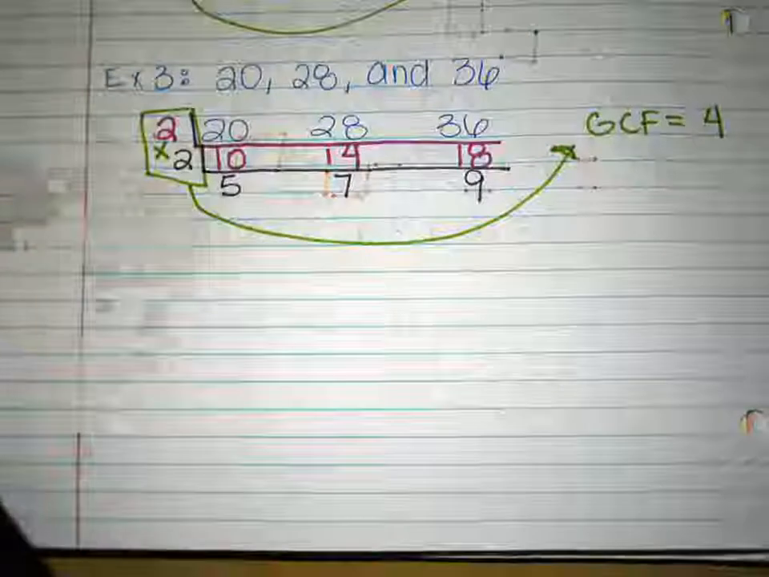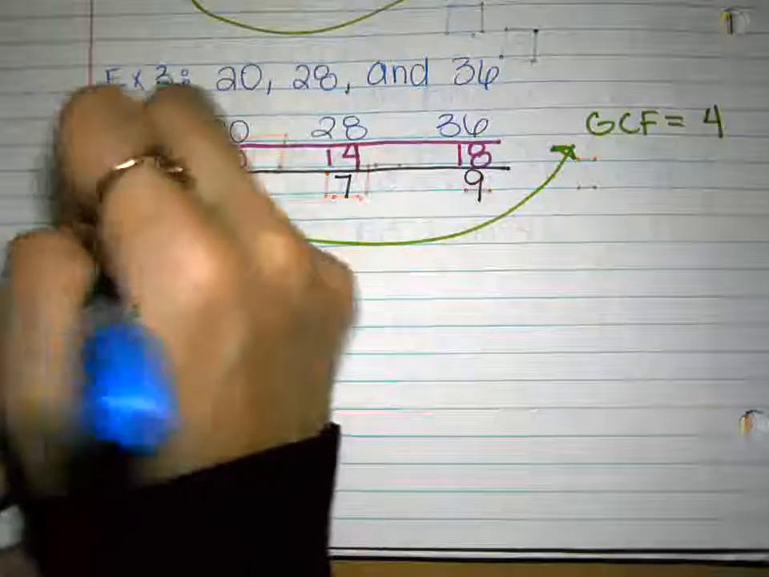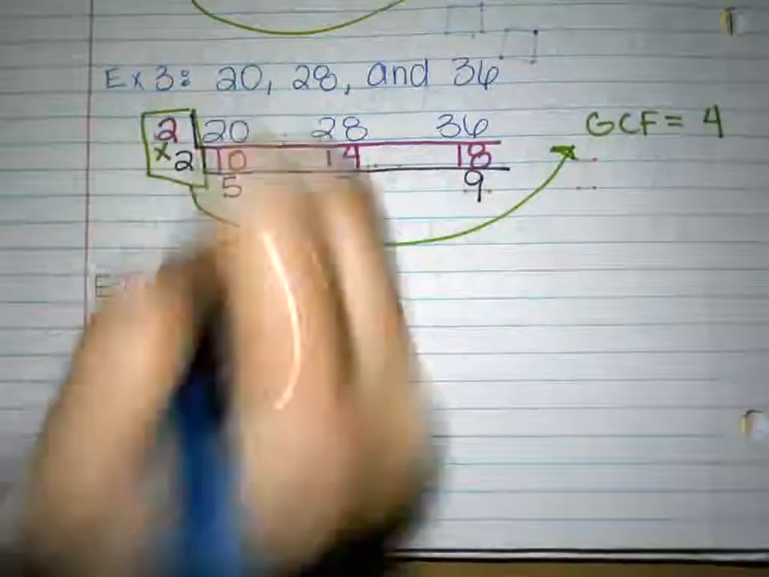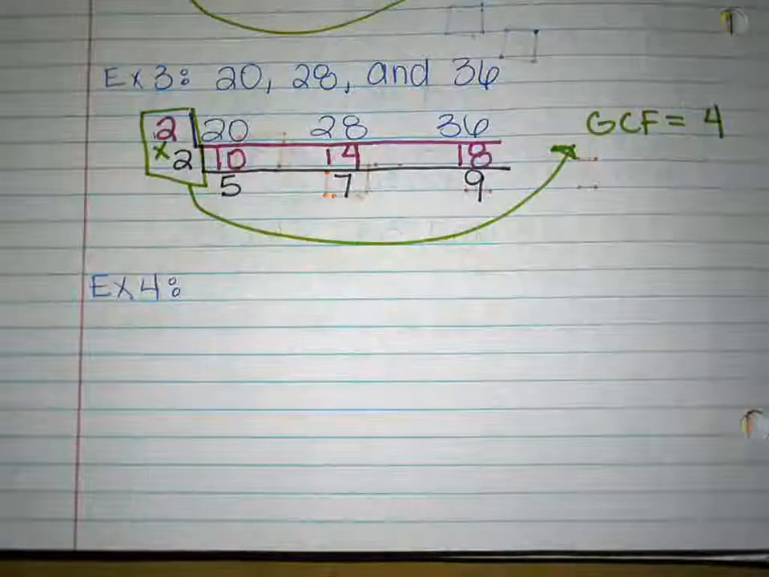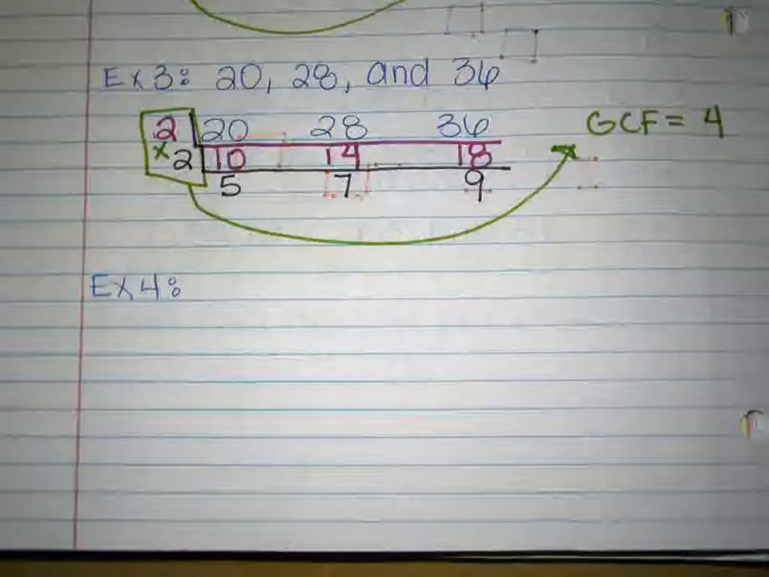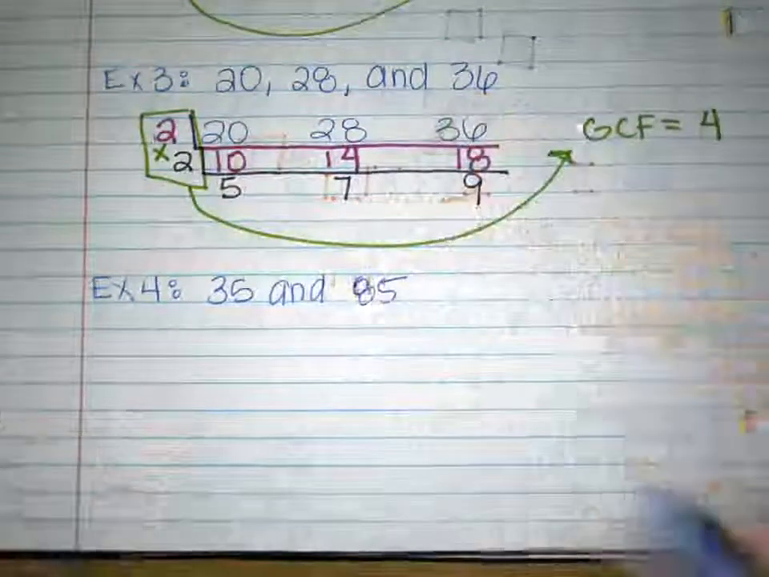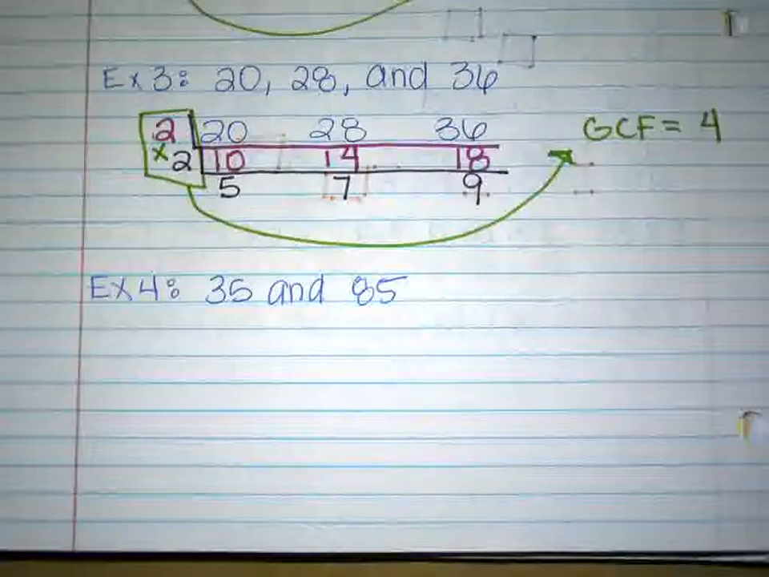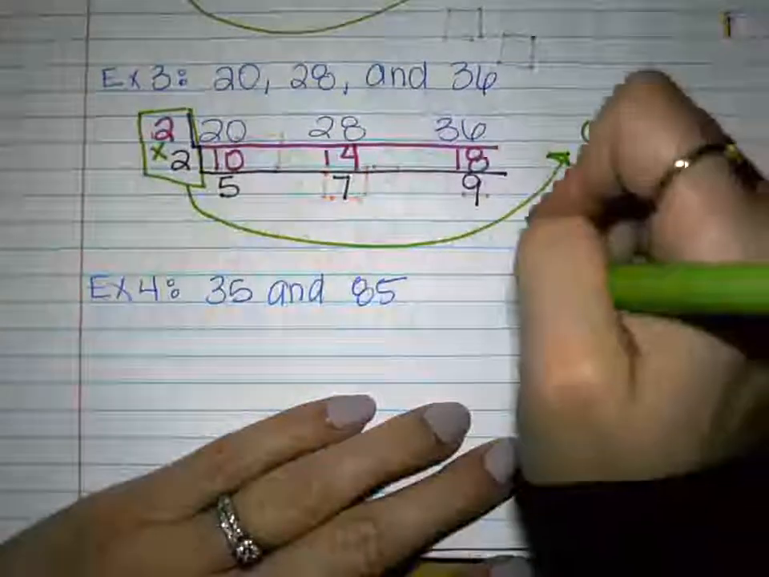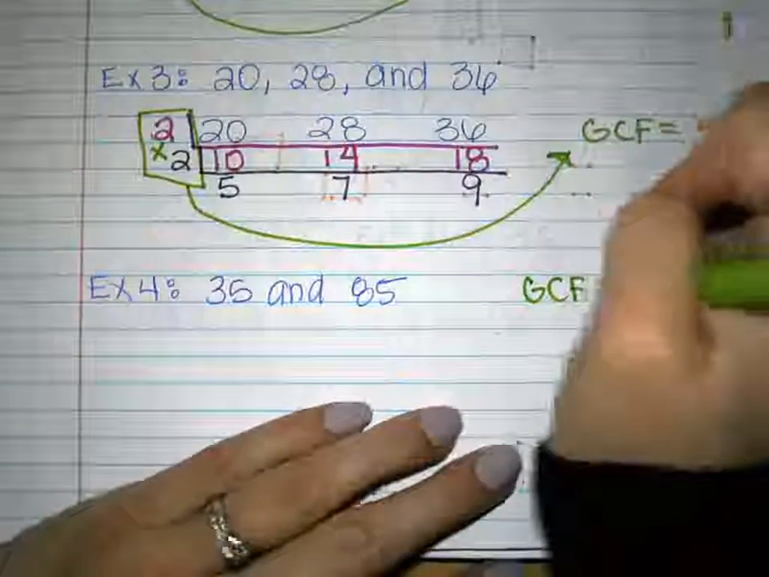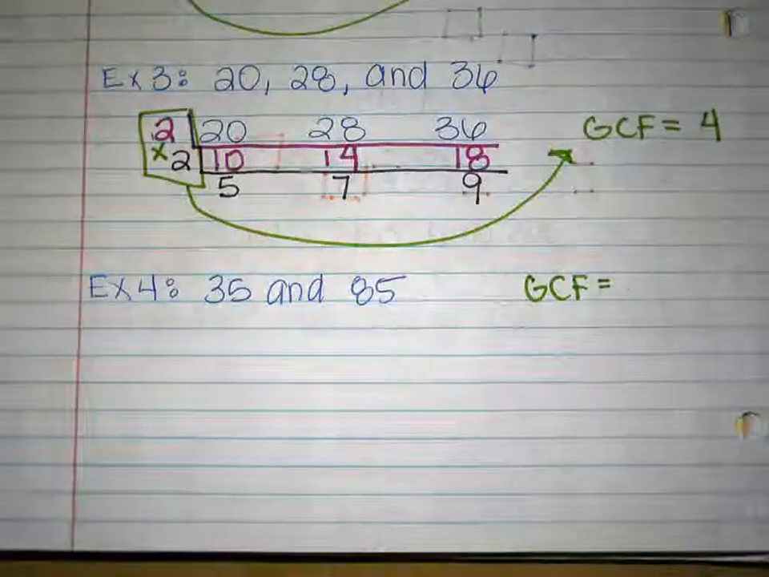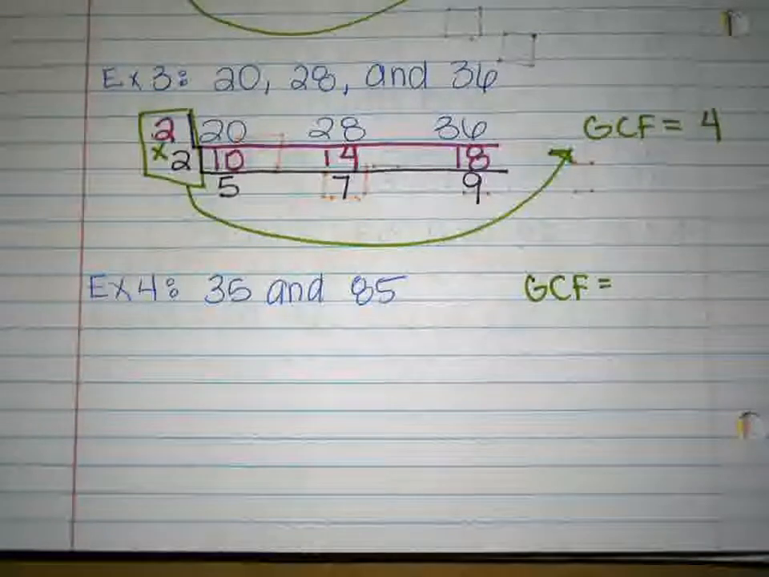So I'm going to give you one more that I want you to do for homework, on your own. Example 4. Use the upside down cake method for this one, please. I want you to do 35 and 85 and find the greatest common factor that they have in common.